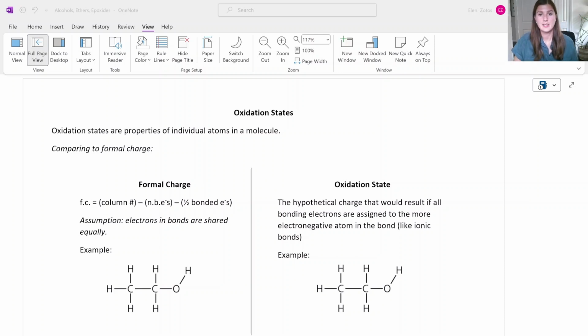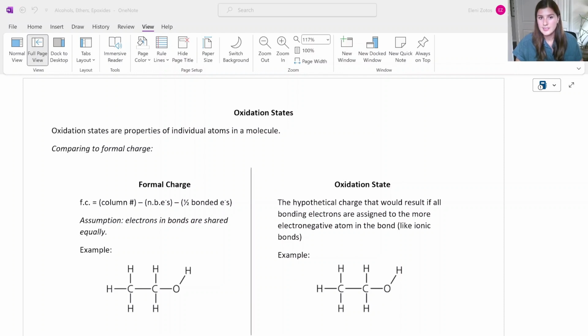Let's review oxidation states. If you took my Organic Chemistry 1 class previously, you might recognize this page. We did take similar notes in Organic Chemistry 1, so you can pull those out if you have them. And if not, I'm going through this sheet anyway, and we'll do some different examples that are more relevant for Organic Chemistry 2.